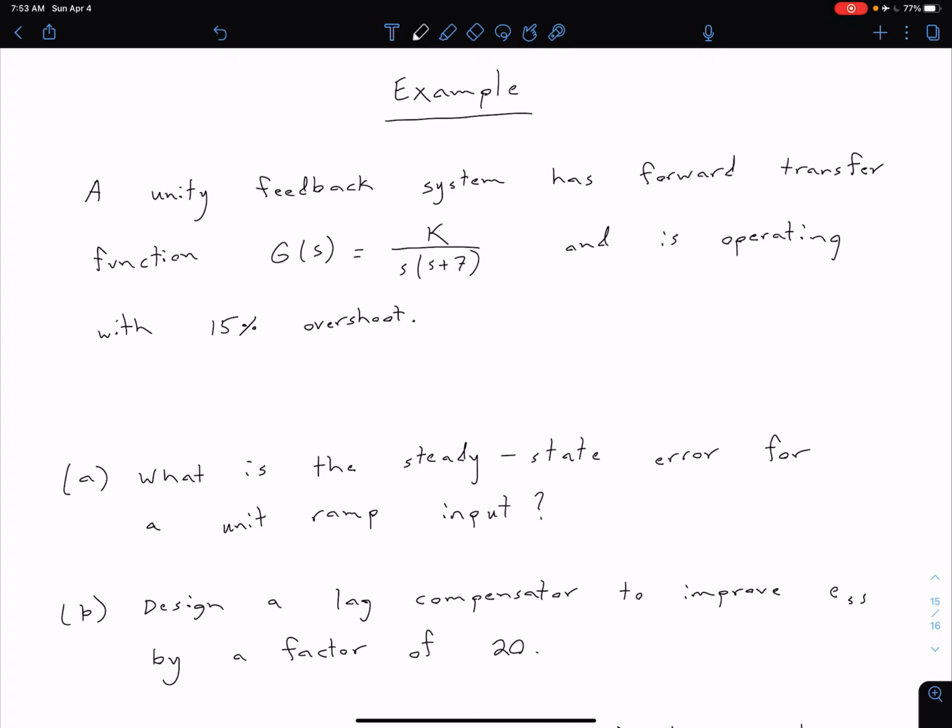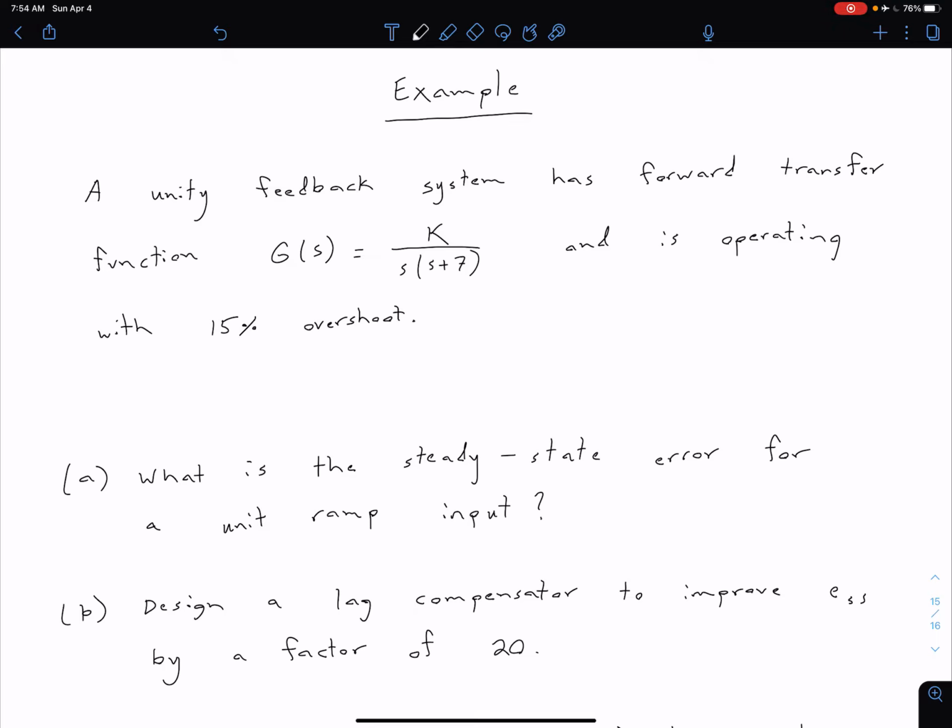We're now going to take a look at an example that deals with a lag compensator. As always, I would encourage you to try to work through the example yourself or at least set it up before coming back to the video to see the solution. So in this example, we have a unity feedback system with a forward transfer function G(s) equals K divided by s times (s plus 7).